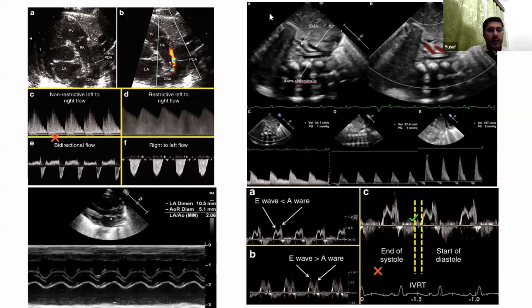Yes, so most of you are saying it correctly. So this is basically the continuous waveform. That is the C waveform, which is what we should actively see. So this is basically a non-restrictive left to right flow.